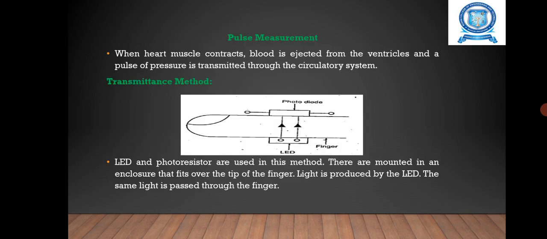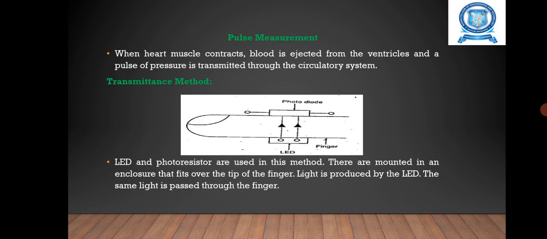Next we are going to see the pulse measurement. When the heart muscle contracts, blood is ejected from the ventricles and a pulse of pressure is transmitted through the circulatory system. Here the first method is the transmittance method. Here the LED and photoresistor are used in this method. That means they are mounted in an enclosure that fits over the tip of the finger.